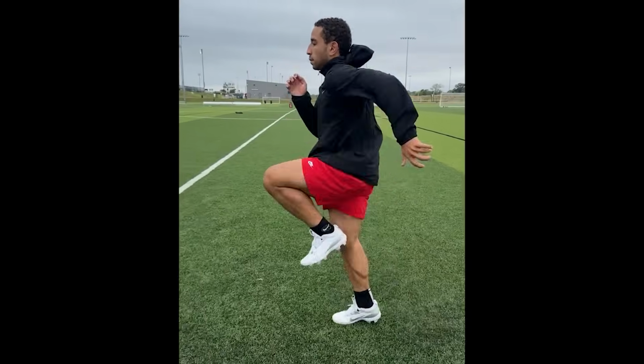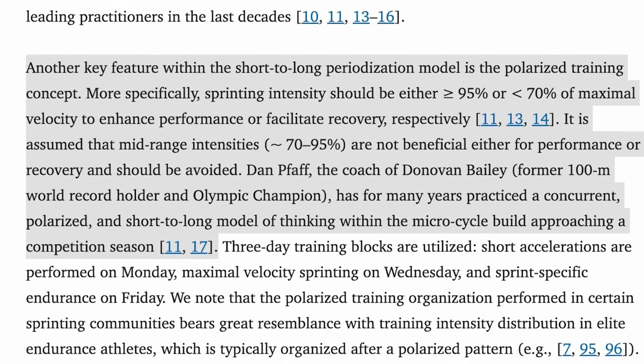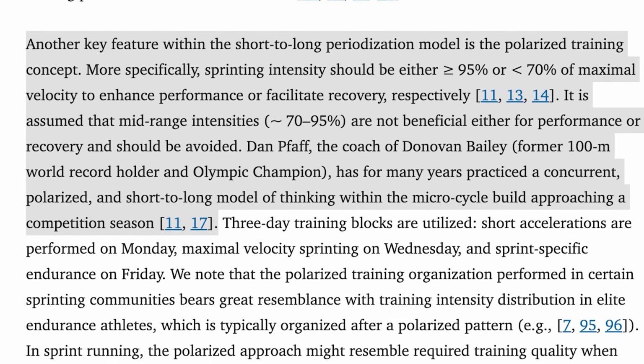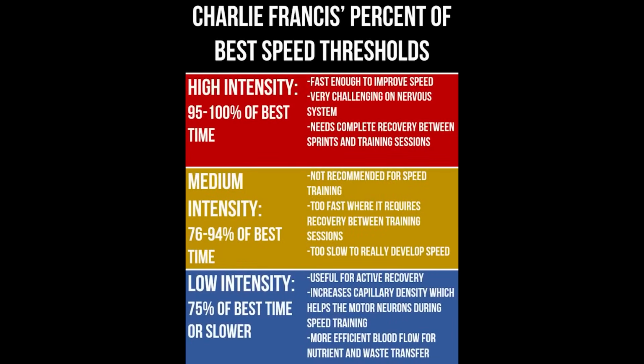Have you ever wondered why you train a lot but never get faster? You're most likely missing the first base fundamental. This fundamental is called the SAID principle. Research shows that the most important thing for sprint performance is sprinting with something called max intent, which means you need to be sprinting above your 95% threshold.